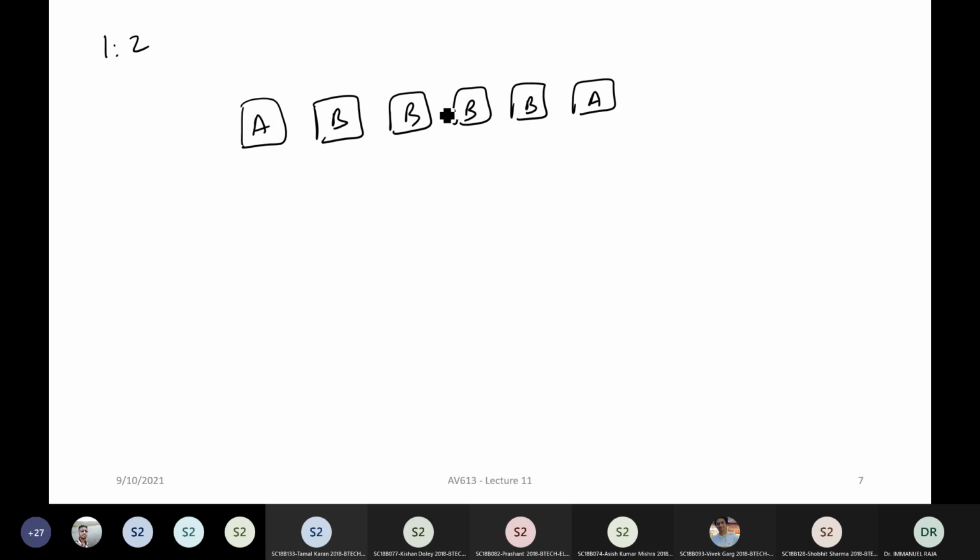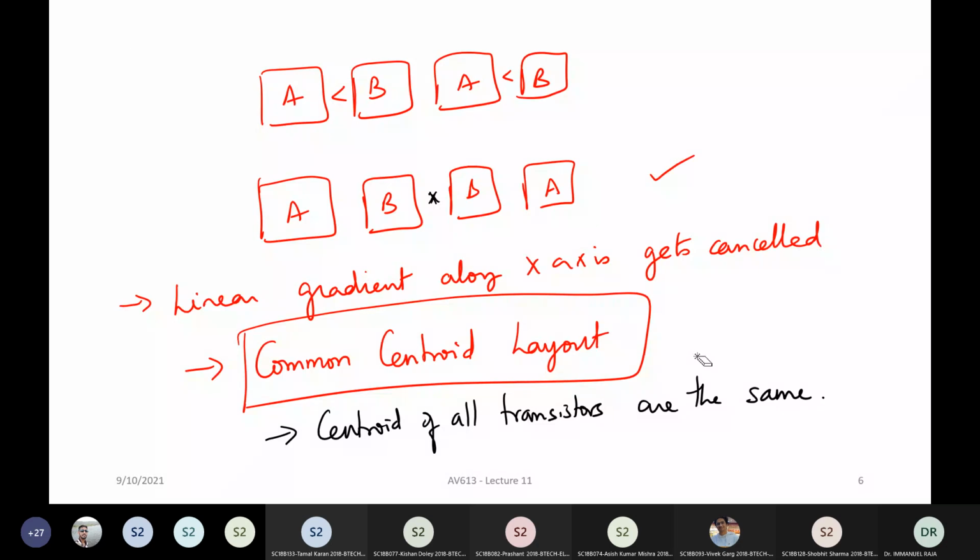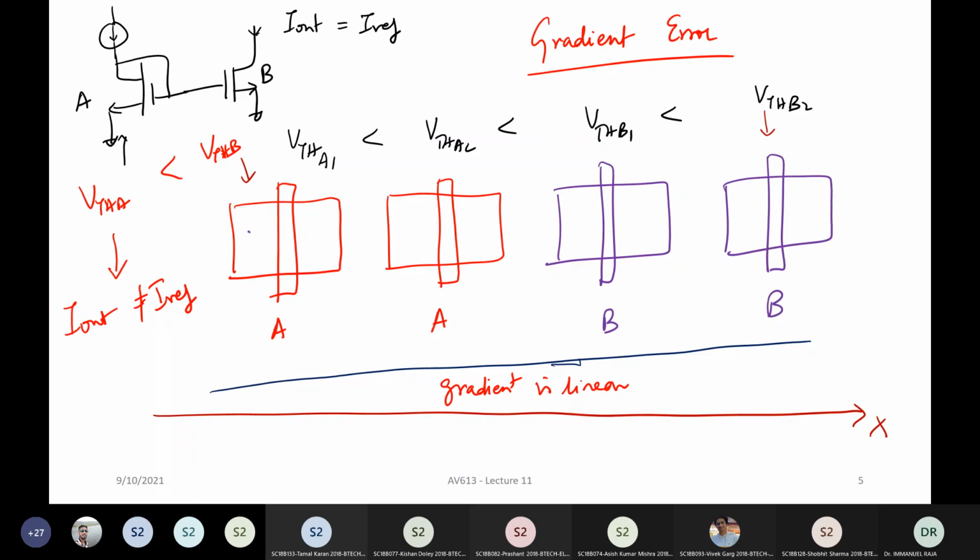Now here again, the centroid of A and the centroid of B are co-located. All right. So like this, you will have different techniques. Now you can also do a two-dimensional layout. So here you had transistors only in one direction, right? Like all the transistors are stacked up next to each other. It need not be the case always.